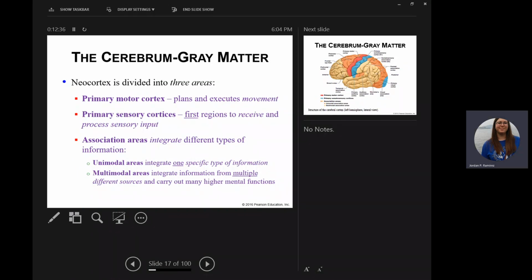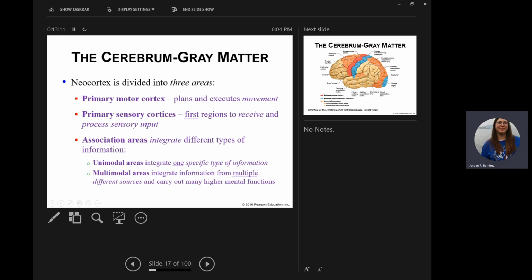So the neocortex is divided into 3 areas: the primary motor cortex, the primary sensory cortices, and the association areas. You need to know this. Motor cortex, primary sensory cortices, so motor, sensory, and association areas, which are integration centers. So nothing new here. It's just talking about 3 areas, and they're the same ones we learned previously. Motor, sensory, and integrated.